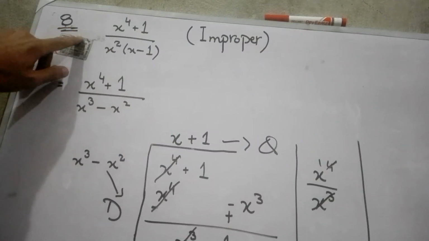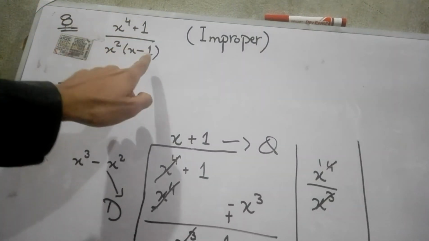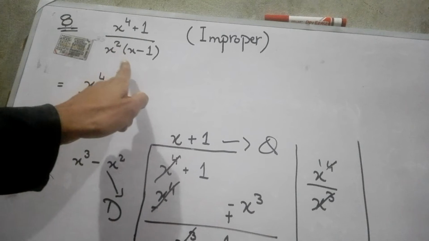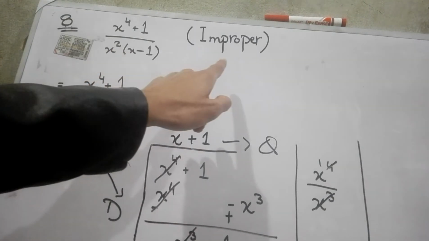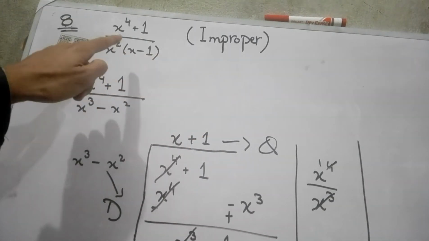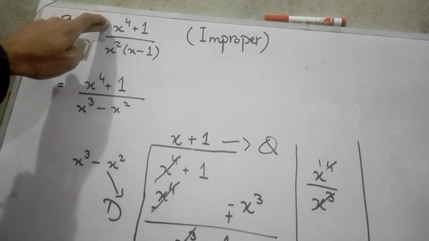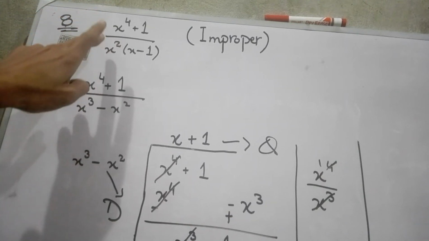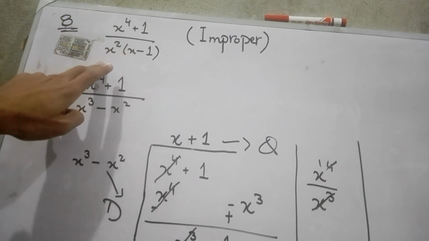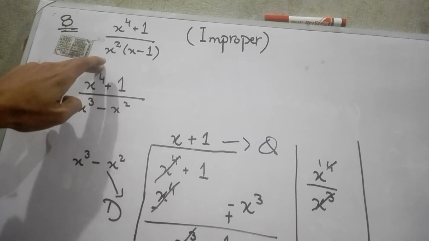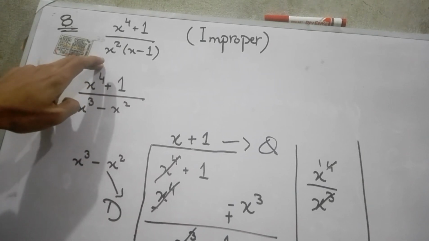Students, you have question number 8, which asks to resolve (x^4 + 1) / (x^2(x - 1)). You can see it is an improper form. The reason is quite obvious: the degree of the numerator is 4, while the degree of the denominator is 2 plus 1, which is 3, which is less. So first of all we have to change it into a proper form.